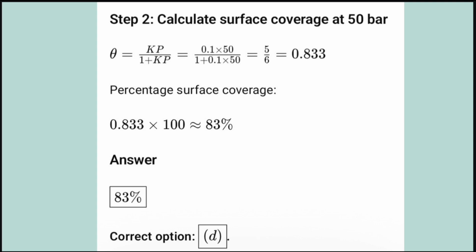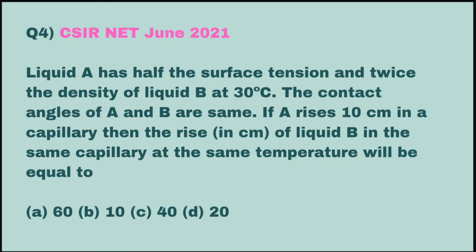Now we will see the percentage surface coverage. 0.833 into 100 is equal to 83%. So the answer is 83%. Here the correct option is option D, 83%. Now let's move to the fourth question.